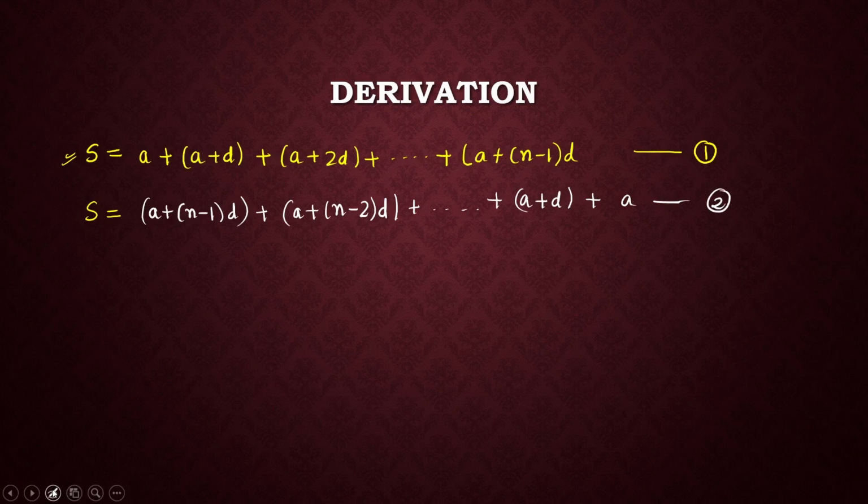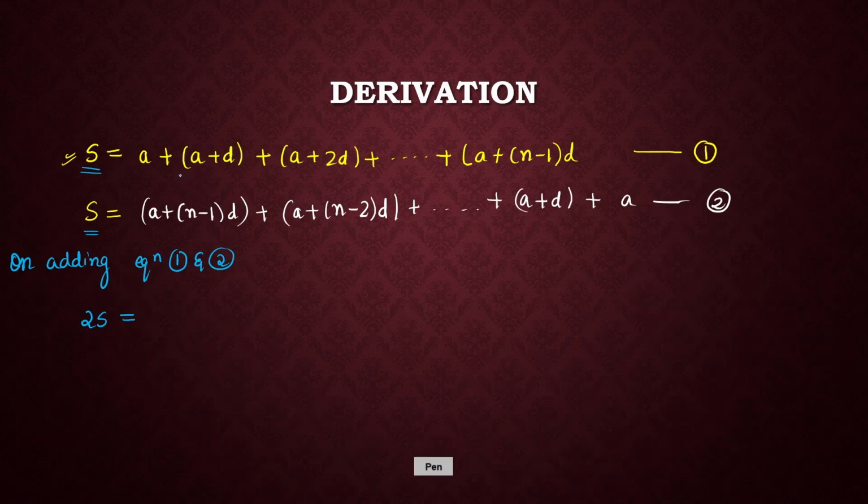Now I'll add equation 1 and equation 2. On adding equations 1 and 2, what happens? S plus S is 2S. Now add these two terms. The first term here is a, and the other is a plus (n minus 1) into d. It becomes 2a plus (n minus 1) into d. It remains as it is.